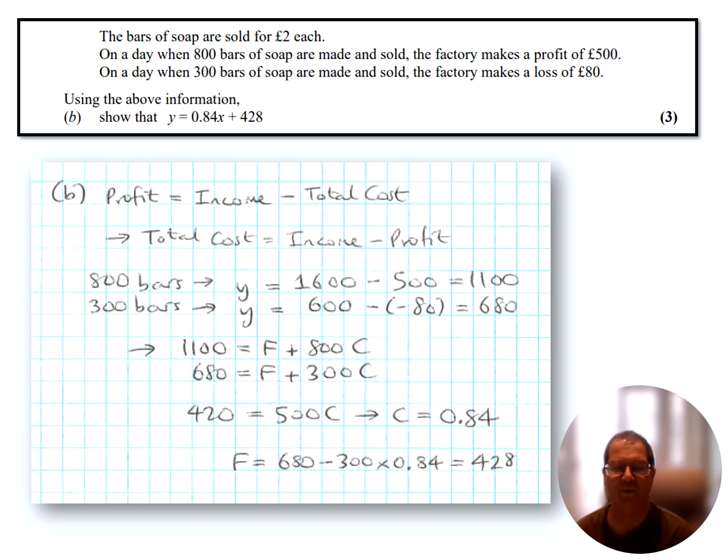We now have a pair of simultaneous equations we can solve. They both contain f, so we can subtract straight away. We get 420 equals 500c, hence c equals 0.84, as we were asked to show in part B. We can also work out f, of course, because f is given by, say, 680 minus 300c. If we know that c is 0.84, we can work out f as 428.